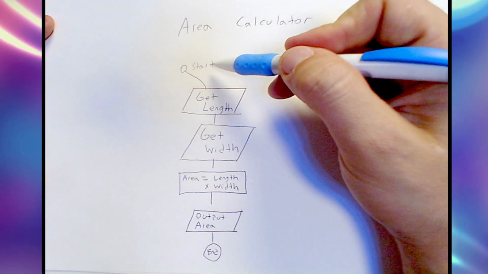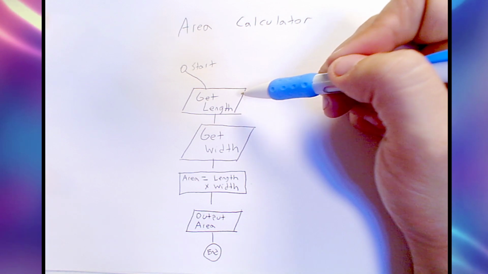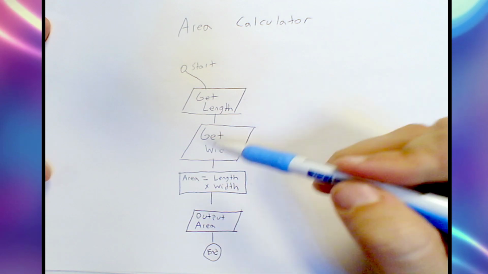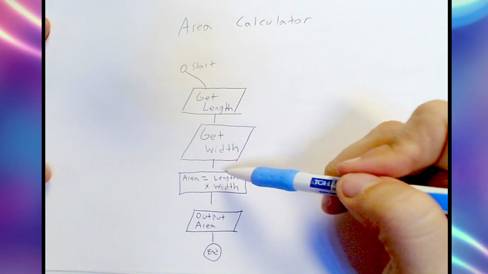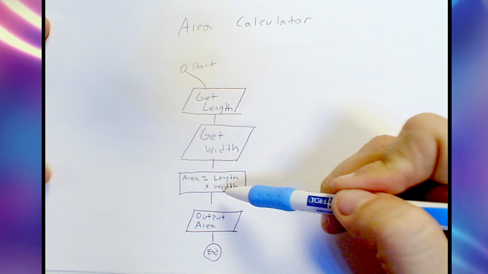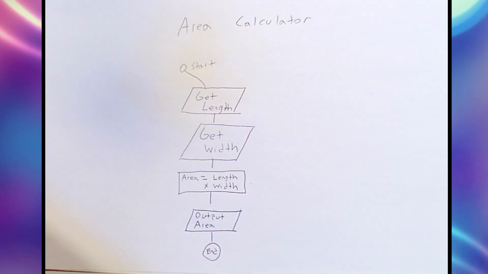So instead, you start, we're going to get the length. It's a parallelogram, which means we're getting data from the user. Then we're going to get the width from the user. We're going to do a process here. Now that we have the length and the width, we're going to say area equals length times width, and then we're going to output the area to the screen.